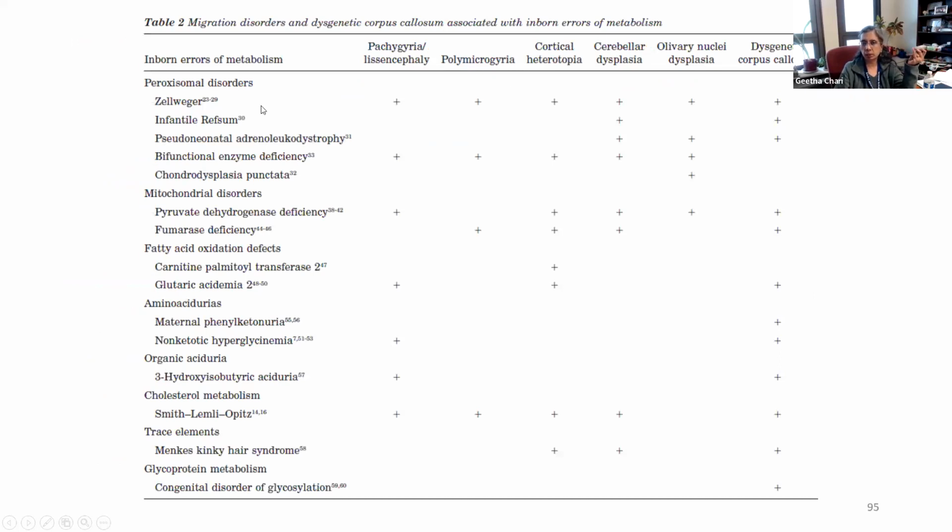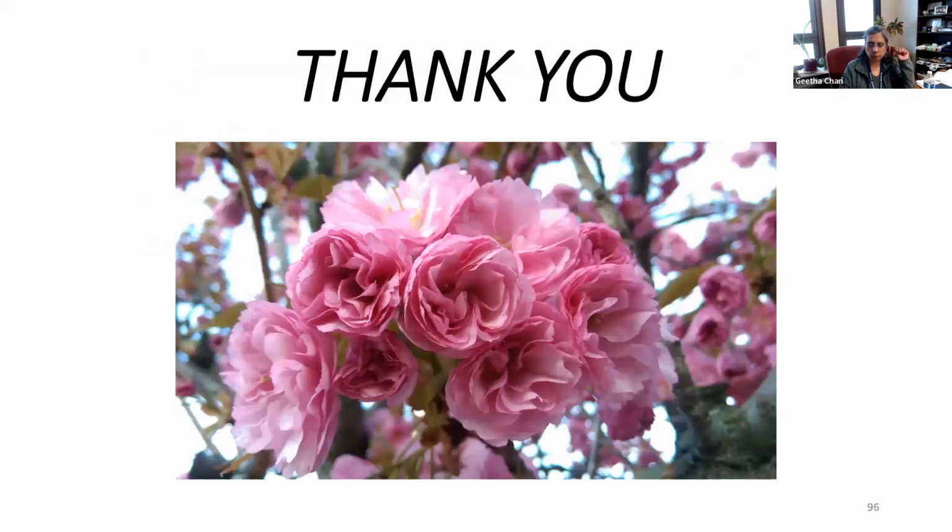Peroxisomal disorders like Zellweger syndrome can give rise to various kinds of malformation. There's lissencephaly, polymicrogyria, dysgenetic corpus callosum. Dysgenetic corpus callosum is actually a manifestation of many metabolic disorders. So don't stop just looking at the MRI. Look for other disorders which can contribute to that, and those inborn errors of metabolism can have associated symptoms which need to be taken care of. So metabolic disorders can also give rise to major disorders of malformation in the central nervous system.